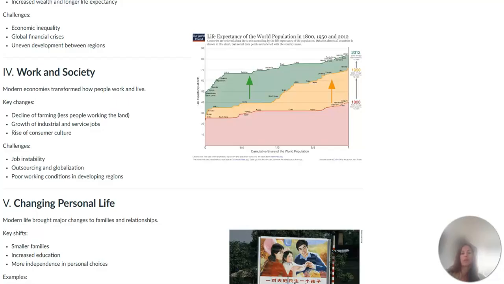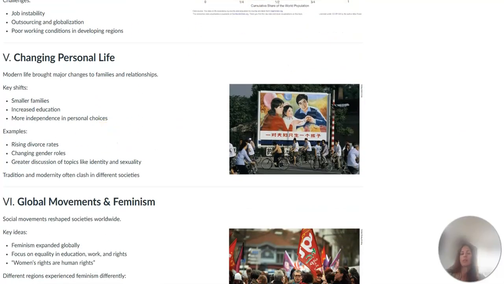So let's shift from economics to personal life. Modern society has changed how people think about family, gender roles, and relationships. Some major trends that we're seeing are smaller families, increased education, greater personal choice. And I put this on here on purpose. This one came from China's one child rule. So sometimes the government forces you to have smaller families, but then sometimes it's just a personal choice not to have kids or to have a small family.